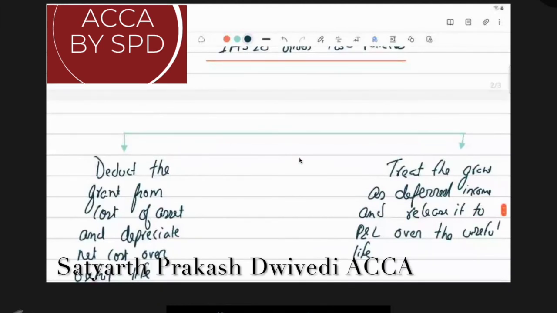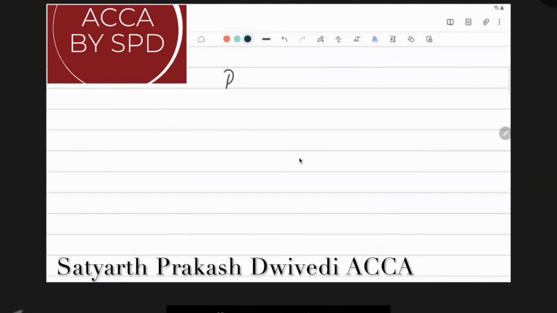Now, suppose government gives you a grant, but later wants you to return it, right? So two things can be there in case of repayments. Where repayments are considered, suppose you have to pay the grant back to the government. So for repayment, two things you can do.